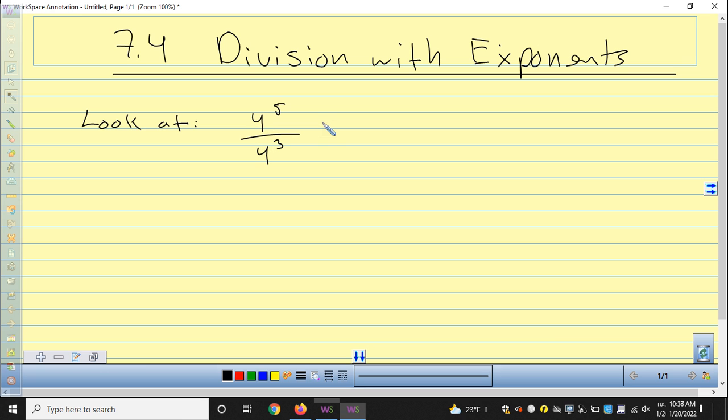We're going to remember that 4 to the 5th means 4 times 4 times 4 times 4 times 4, multiplied together 5 times. And 4 to the 3rd means 4 multiplied by itself 3 times, 4 times 4 times 4. Well, since I'm multiplying and dividing this way, I can cancel all of those out. And I just end up with 4 squared.